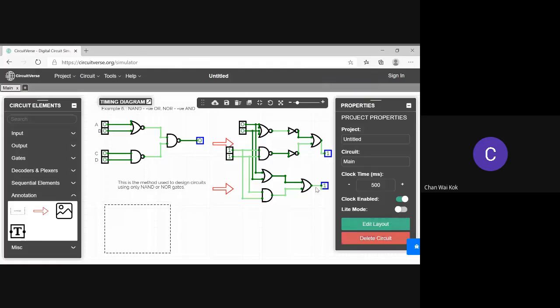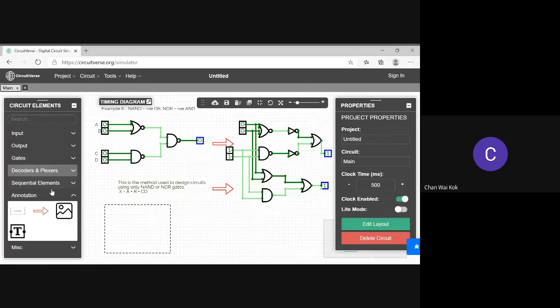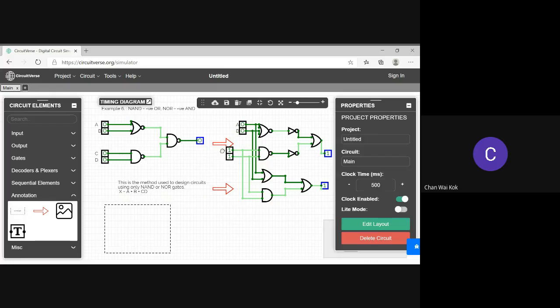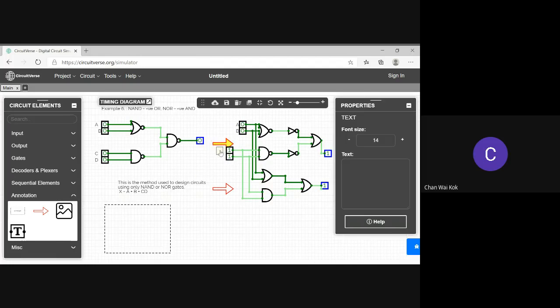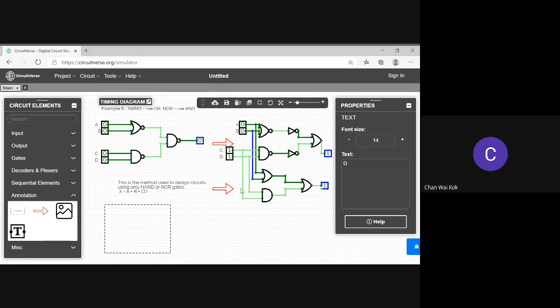Okay, so if you look at example 6, you can find out that from here, what is the formula? X is equal to A plus B plus CD. So this is A, this is B, and this is C. Right? So the answer is this one, isn't it? X. Okay.